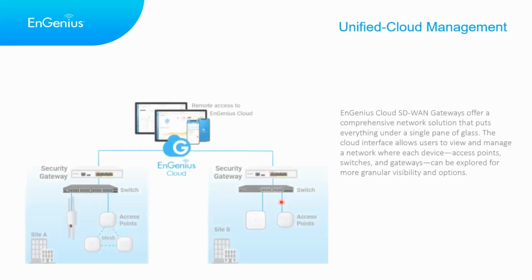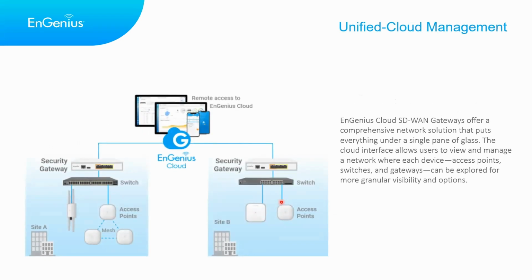So with the EnGenius Cloud SD-WAN gateways, basically it offers a complete solution for EnGenius Cloud. You have your access point control, you have your switching control for the wired side, and then you have your routing control as well as your WAN control with the EnGenius SD-WAN gateway. So basically from the cloud you can easily apply any solution. All of our devices are integrated together.